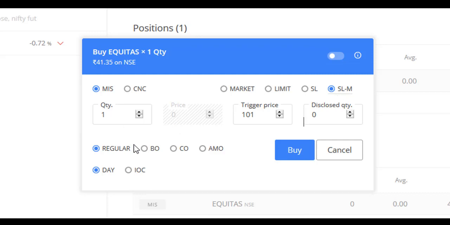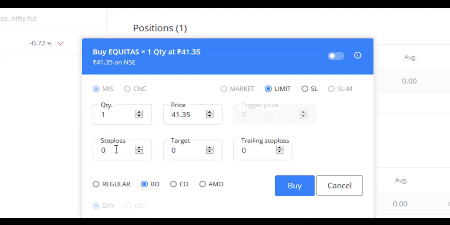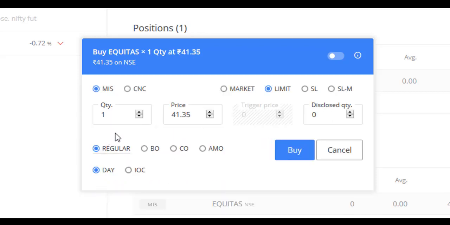So next come regular order, bracket order, cover order, and after market order. On the regular order, you will not get any stop loss or take profit. It's just a plain order. You have to do everything manually.